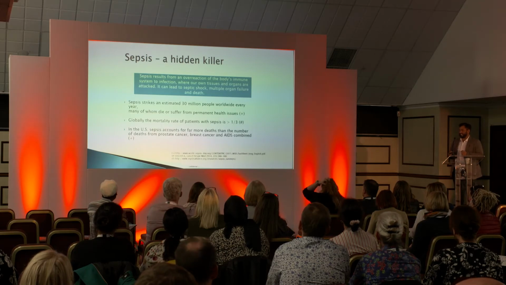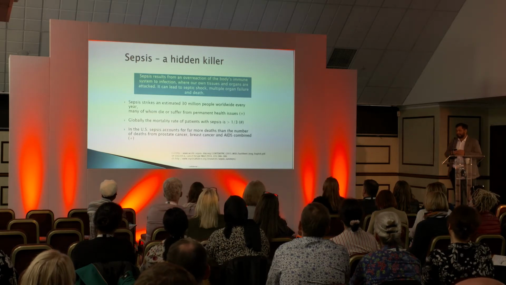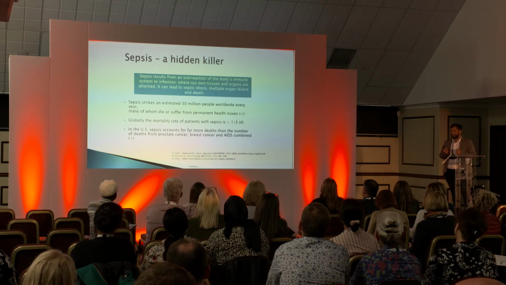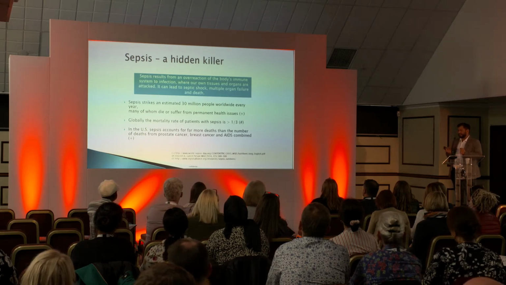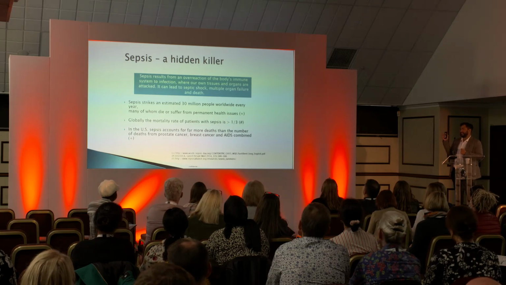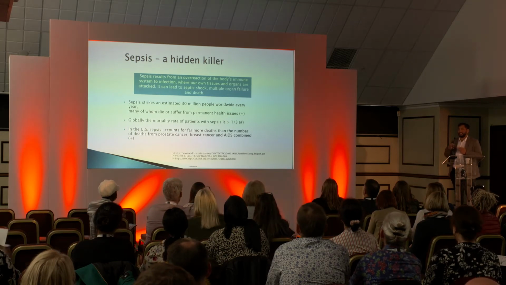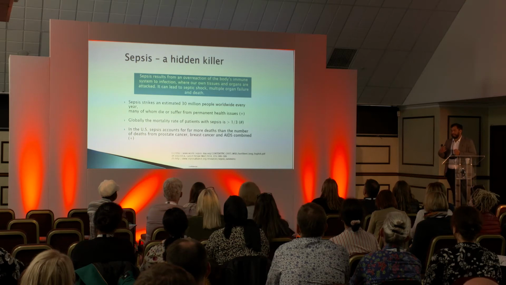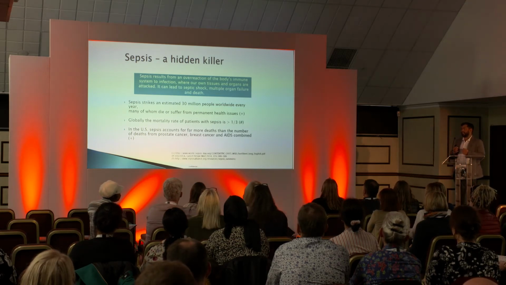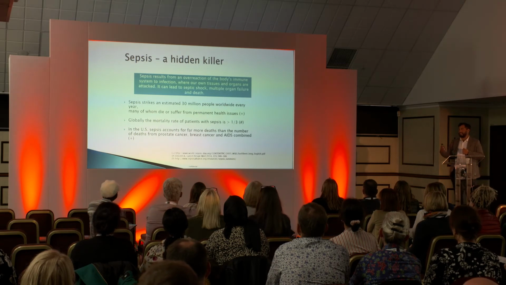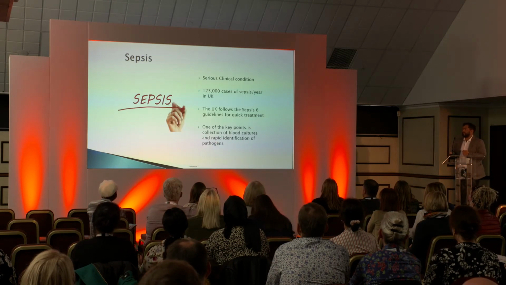Okay, sepsis. Sepsis results from an overreaction of the body's immune system to infection, where our own tissues and organs are attacked. It can lead to septic shock and multi-organ failure. This is kind of a nice description, and it's a crisis everywhere. 30 million people worldwide every year suffer from it, and it's quite severe. So we want to try and tackle it as quickly as possible.